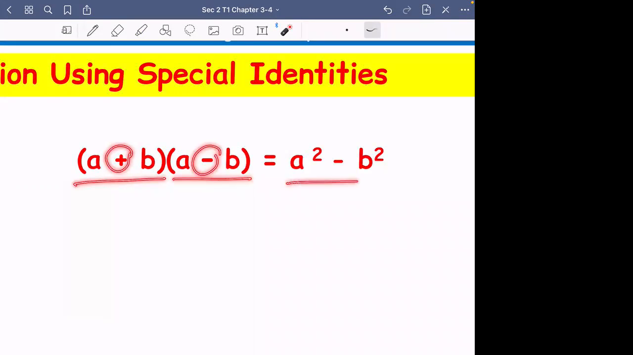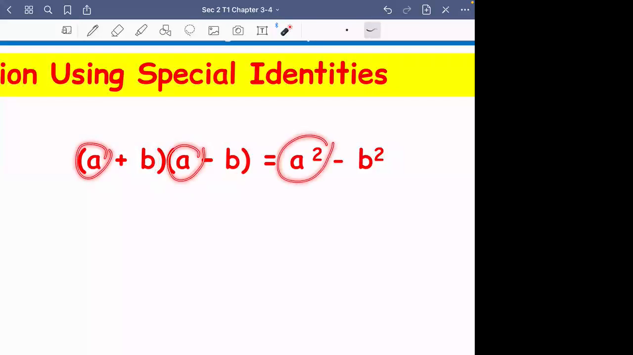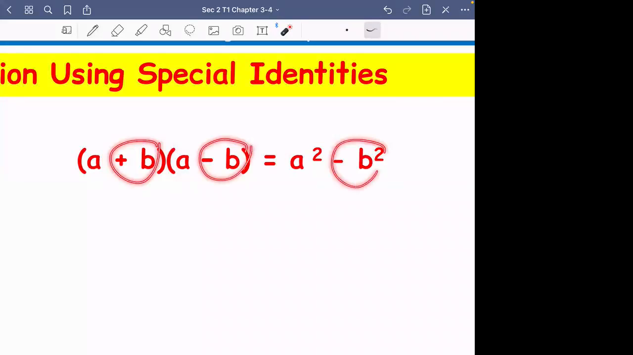And then your answer there will be a squared minus b squared. Because positive b times negative b is a negative b squared, right? And then basically a times a will give you an a squared. And then positive b times negative b will give you a negative b squared. So class, your questions with this second identity again are basically the same.